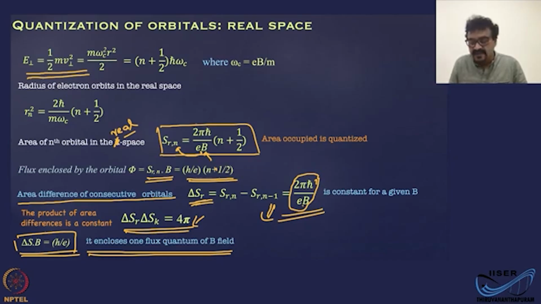The flux enclosed between two successive Landau levels, the flux enclosed by any orbital in real space, not Landau levels, is quantized. The flux enclosed between two successive orbitals is h by e. This is in real space. Now we have flux quantization here.